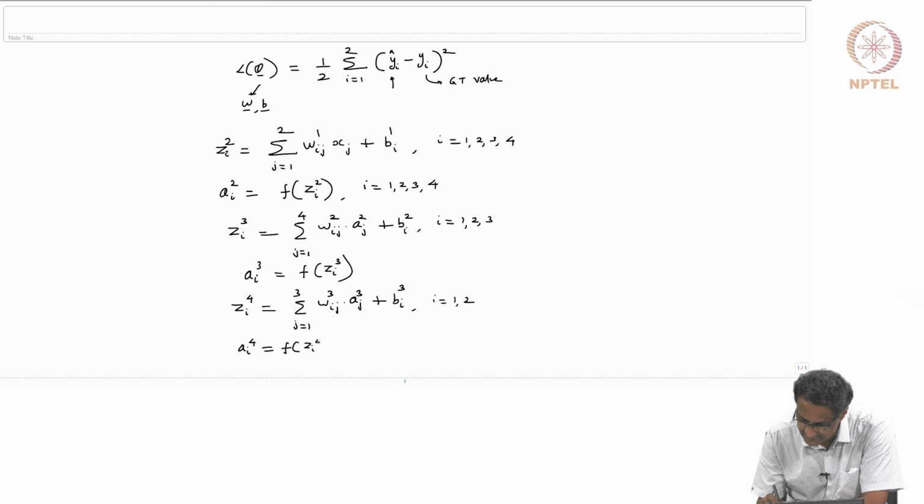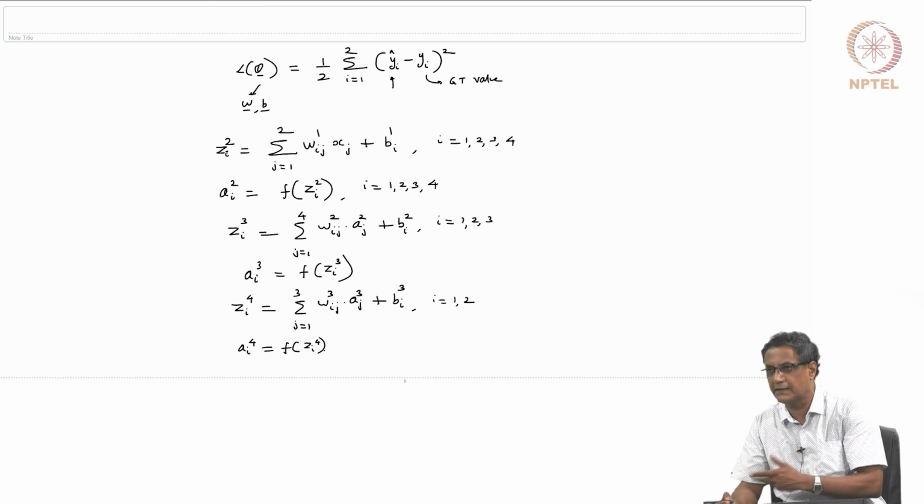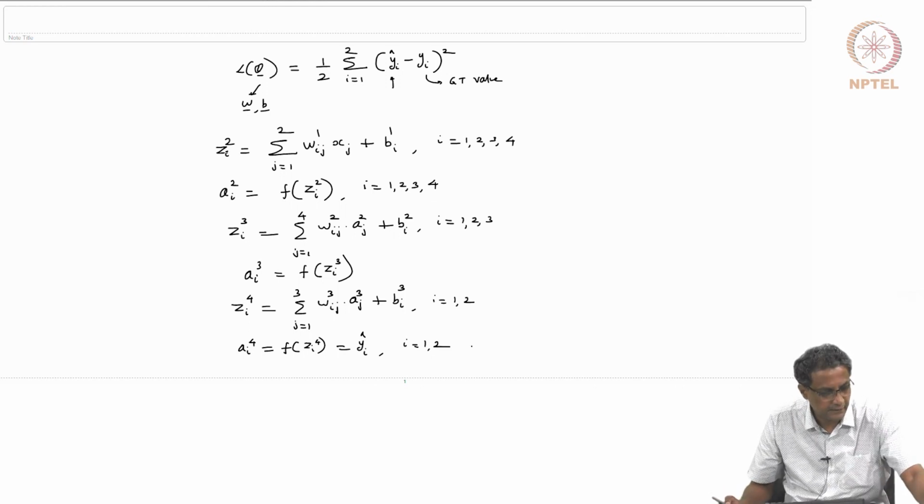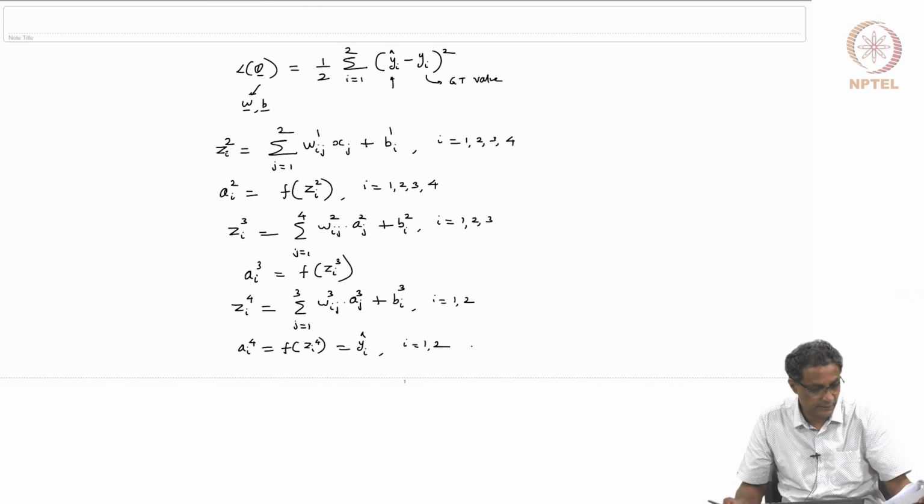Like I said, this f could be there, need not be there, but we will assume that it is there, and this will be equal to your yi hat, by the way, and I equal to 1, 2. Let me just check whether we made any mistakes, or this looks okay, because if we make a mistake, then it will go wrong elsewhere. I think it looks okay.